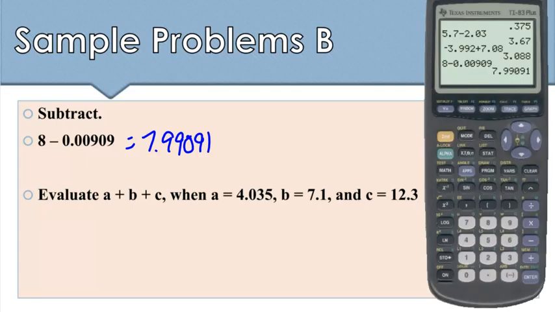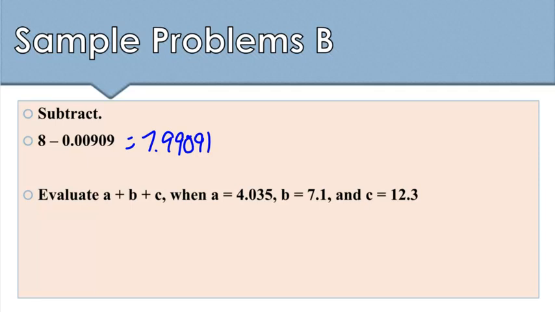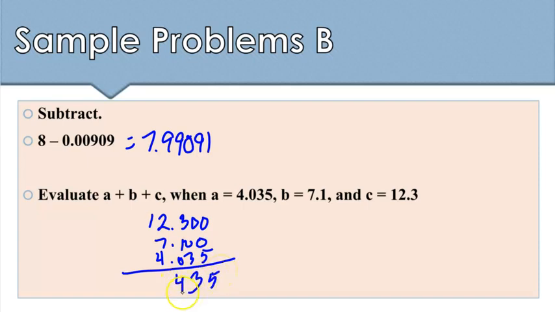So 7.99091. And our last one, evaluate a plus b plus c when a is 4.035, b is 7.1, and c is 12.3. I'm going to put the 12.3 first. And I'm going to put 2 more zeros at the end just as zero placeholders. Then I have 7.1. Put 2 zeros as placeholders, and then I have 4.035.